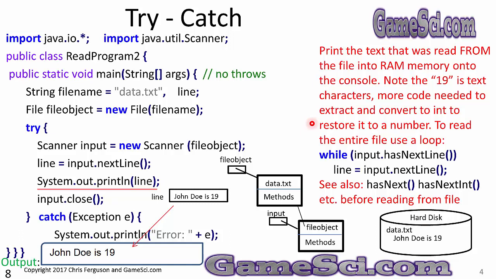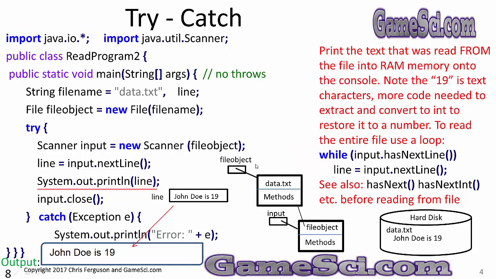The read of the entire file would use a loop. This tiny little bit of code here would read the entire file. While input.hasNextLine, line equals input.nextLine. As this spins, it will read multiple lines from the file.